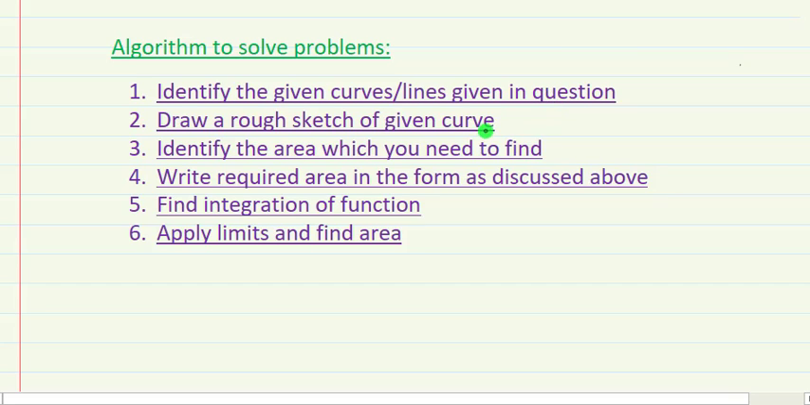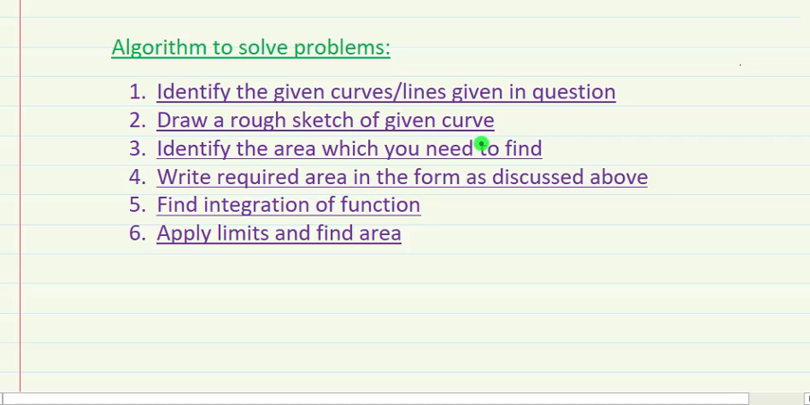Number 2, draw a rough sketch of the given curve. Here the rough sketch means there is no need to take the exact points and exact curve. Just draw the curve in a way that you can identify which area is going to be bounded between the given curve and given lines.